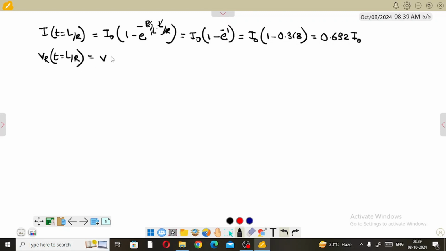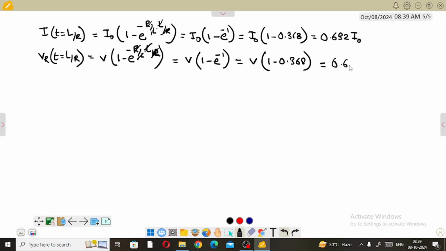Similarly, I can find out the voltage across the resistance at T equal to L by R. So that voltage is V into 1 minus e to the power minus R by L into L by R. And this R goes away, L goes away. And so I got V into 1 minus e to the power minus 1. That gives me V into 1 minus 0.368, and that gives me 0.632 V naught. So this is my value of voltage across R.